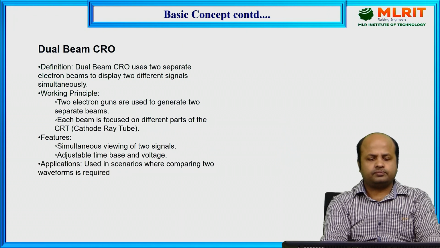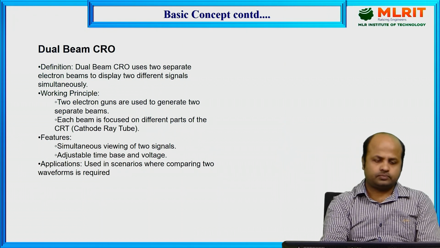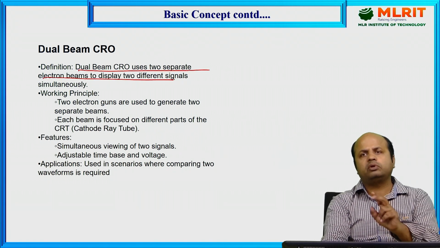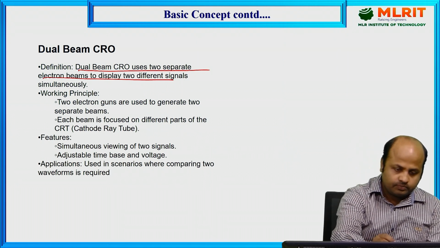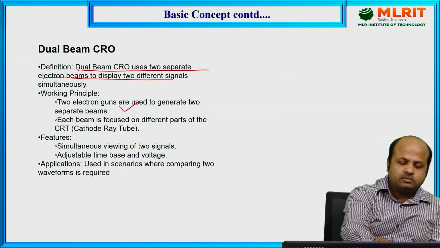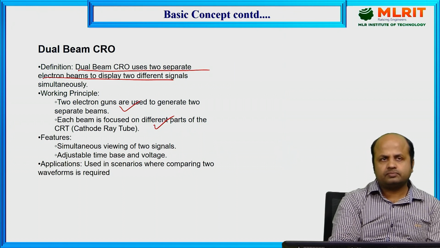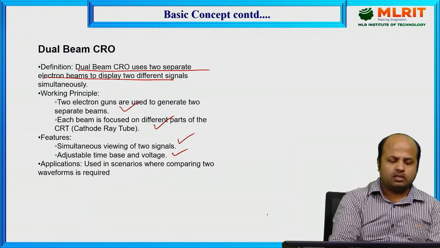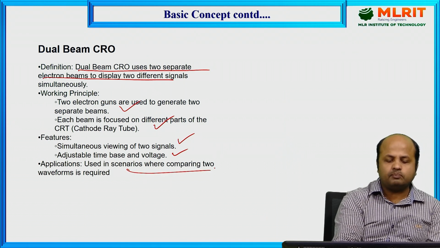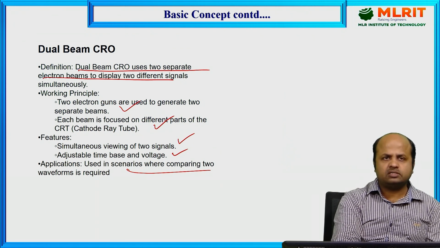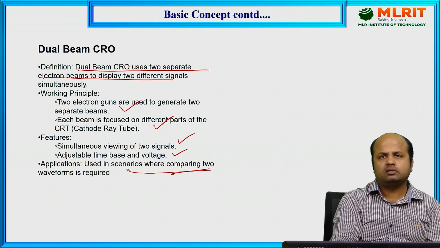Dual beam CRO. As the name suggests, dual beam CRO uses two electron beams to display two different signals simultaneously. So, two electron guns are used to generate two separate beams. Each beam is focused on a different part of the CRT. What are the features of the dual beam CRO? It has simultaneous viewing of two signals, adjustable time-based voltage, and what is the application? It is used in scenarios where comparing two waveforms is required. So, dual beam is used to display two waveforms, and it can be used to compare the two signals or two waveforms.